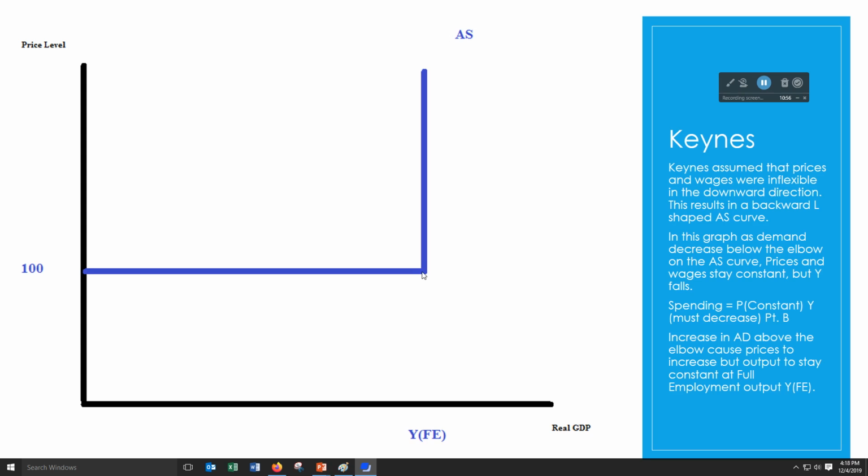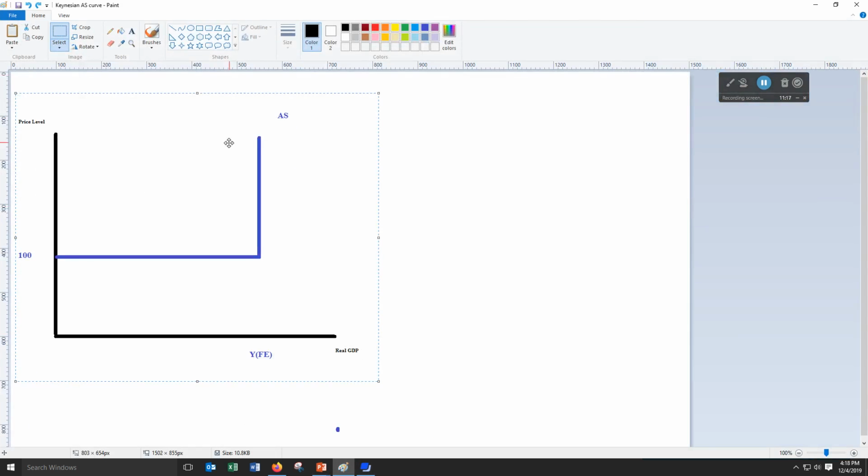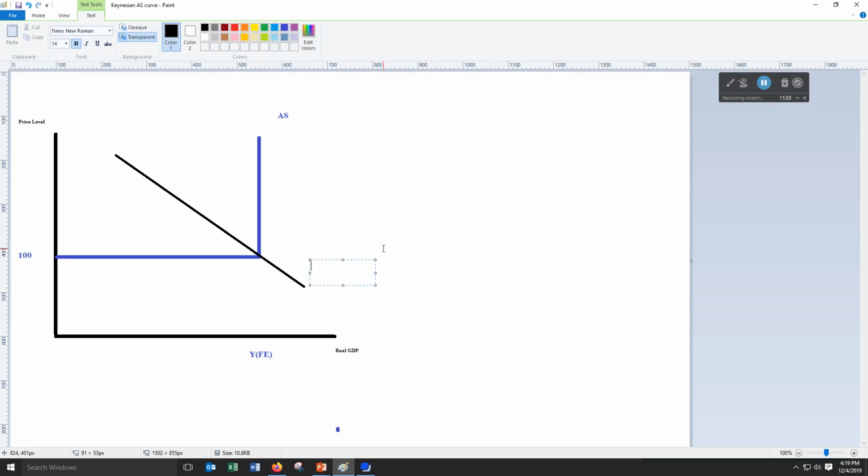Why? Okay. Spending is equal to the prices we pay times the amount of output we buy. If prices can't go down, output has to go down when spending decreases. And that would move us from here to some point B right here that I'll draw on the next graph. So here's that same graph. And I'm going to draw an initial aggregate demand curve. Okay. So this is going to be my aggregate demand curve, AD1, we call it.